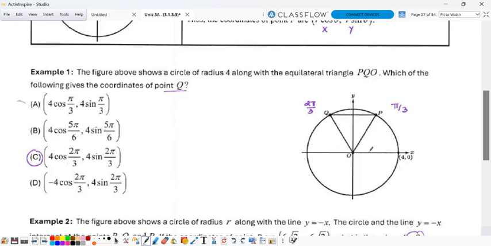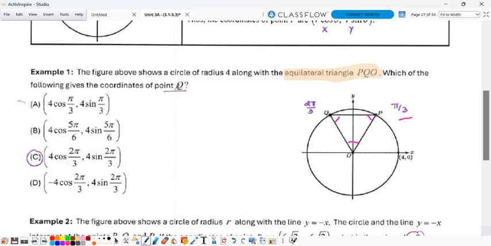The figure above shows a circle with a radius of 4, and you have to pay attention to the equilateral triangle. Equilateral triangle means all the angles are the same. On the triangle we have 180 degrees, and all three angles are the same. That makes it 60 degrees. 60 degrees is the same as pi over 3, which means this angle is pi over 3.